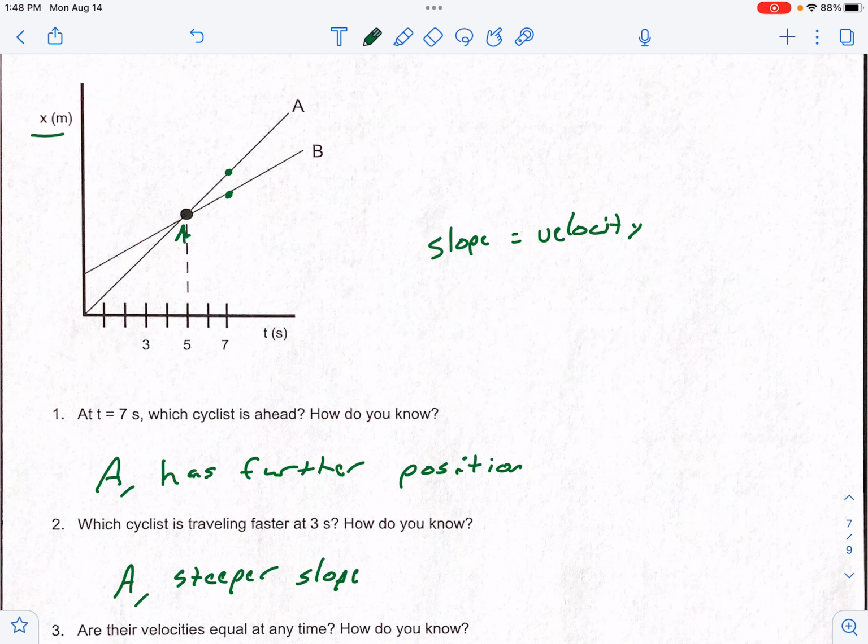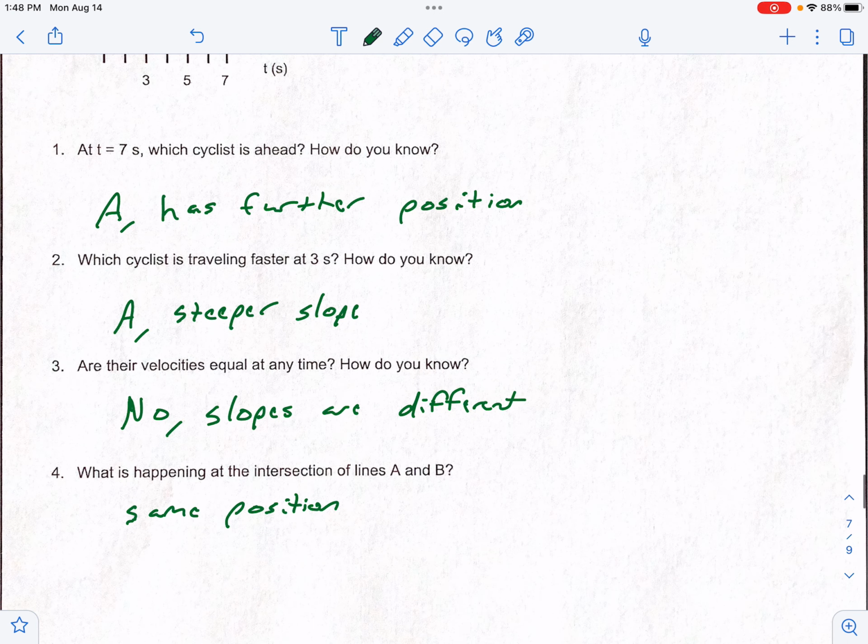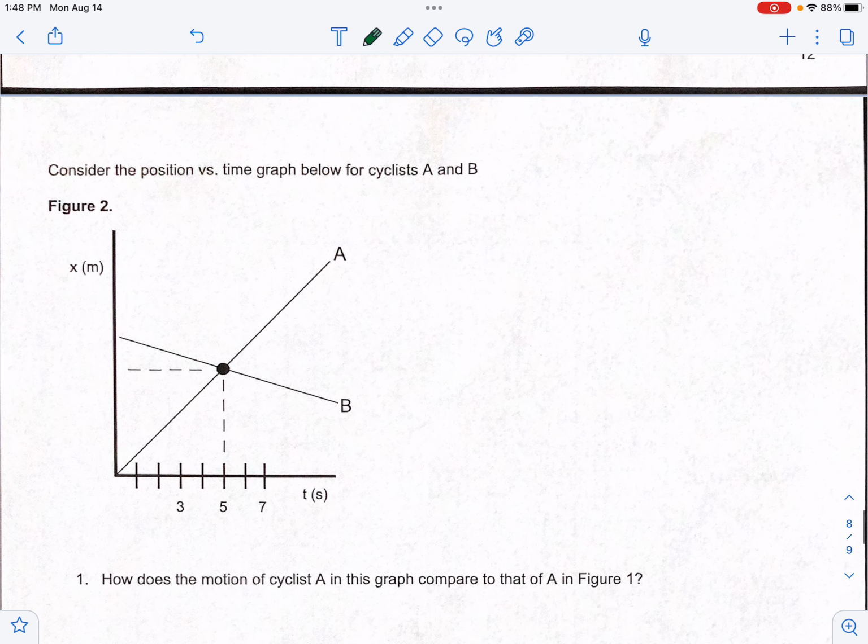And it looks like A is passing B. So A is passing B. Okay, move on to the next one.